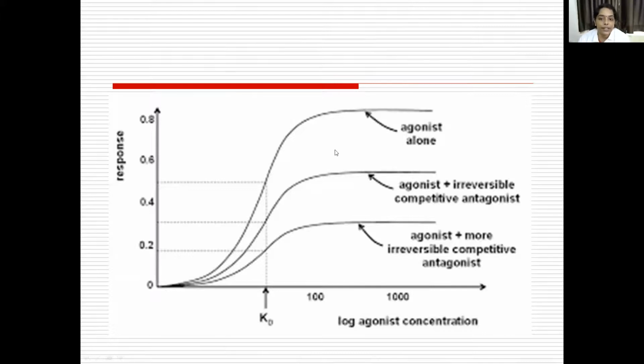So you see there is no parallel rightward shift here as you've seen for the reversible competitive antagonism. It is just that there is a decrease in the height of the curve because there is a decrease in the maximal response. So this is about irreversible competitive antagonism.